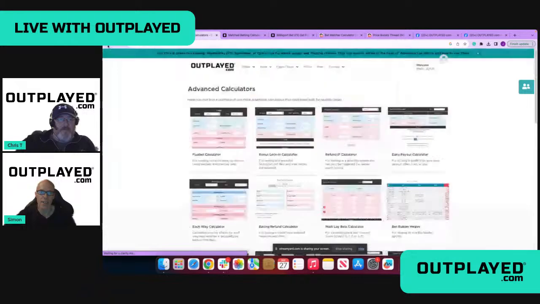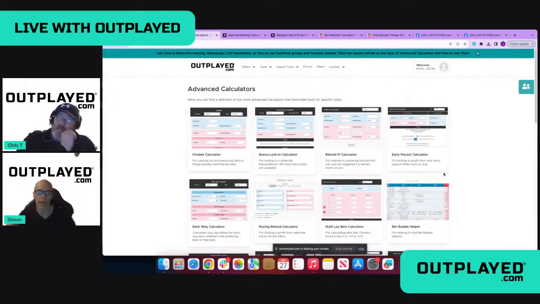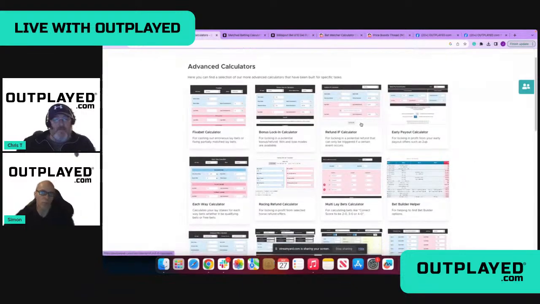We used to have bookies that used this all the time. Paddy Power had, you get a free bet if a certain player scored a goal or something like that. Sometimes you could lock a profit in. It was a really useful calculator, but the nature of the offers have changed. People have gone into different ones.